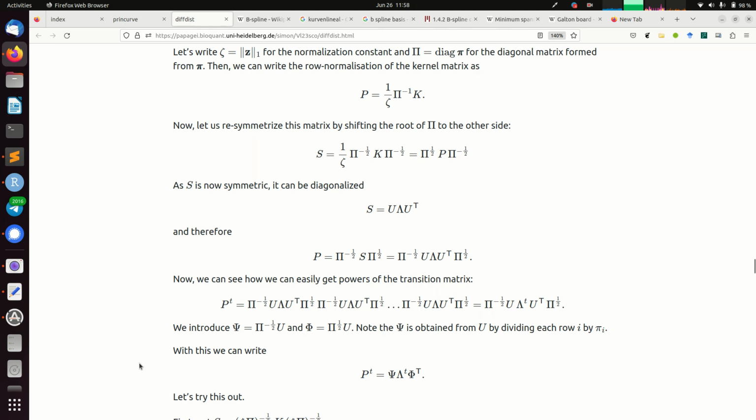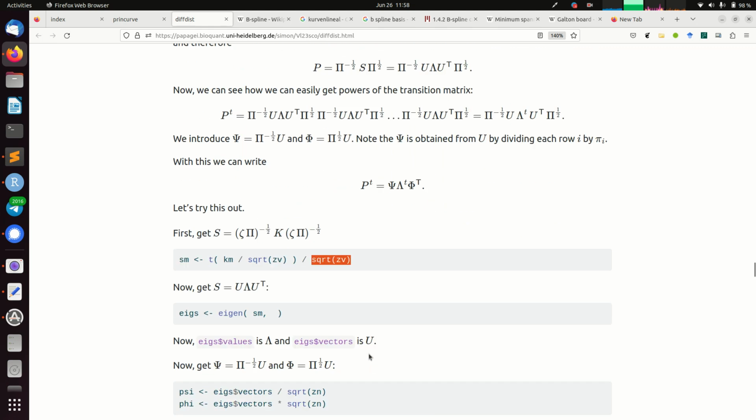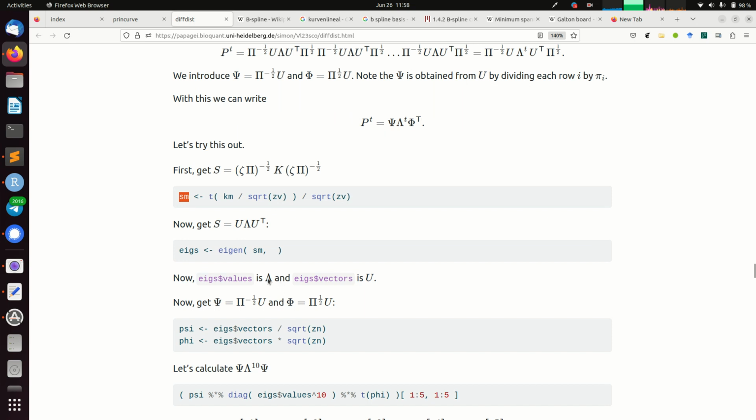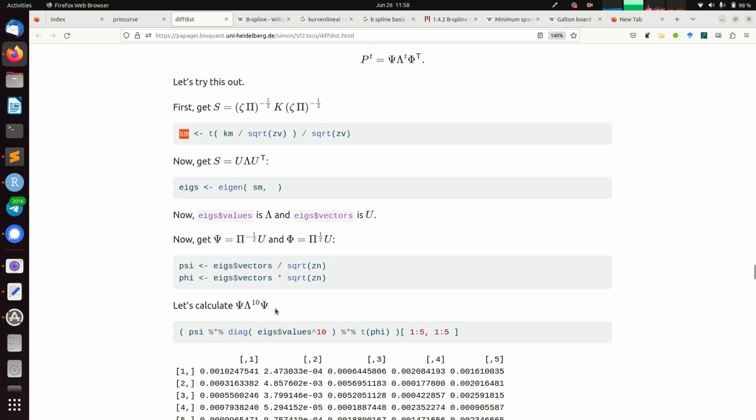Okay, let's try here. So what I can now do is, I've tried this out here, so I write this all in R. I first get S, which, as I said, is the kernel matrix divided by the square root of our normalization vector for the columns and for the rows. And I've pulled the zeta around so that I can do this better. Then I do the eigendecomposition of my new symmetric matrix. And now I have lambda and I have U. And what I now do is I define two things.